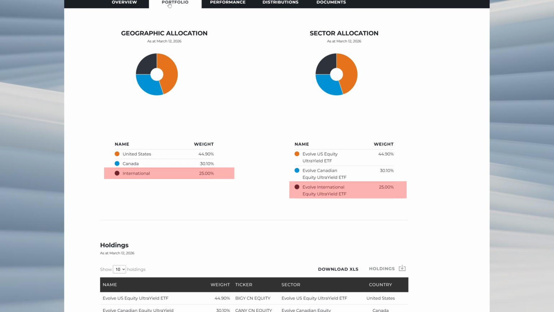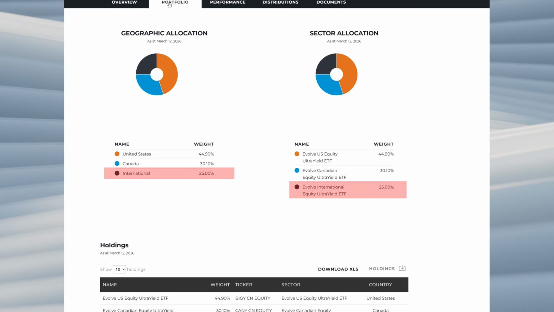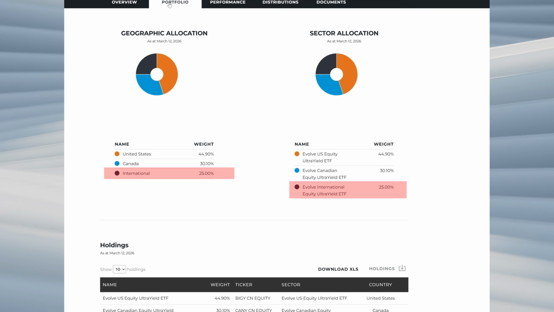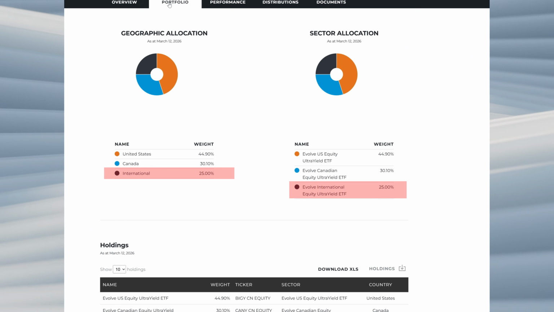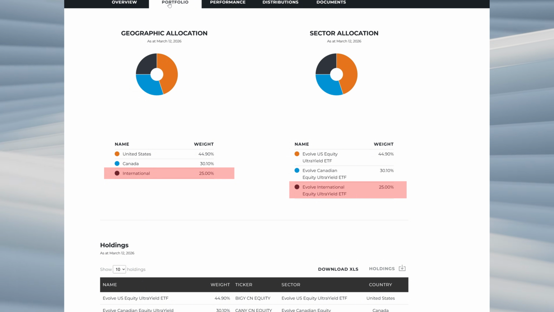Finally, we have the 25% international share. This covers developed markets outside North America under the ticker INTI. It invests in industry leaders globally. As part of a global asset allocation, its role in diversifying regional risk remains indispensable.